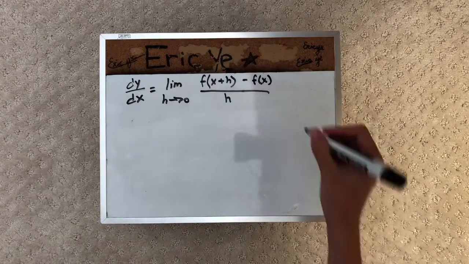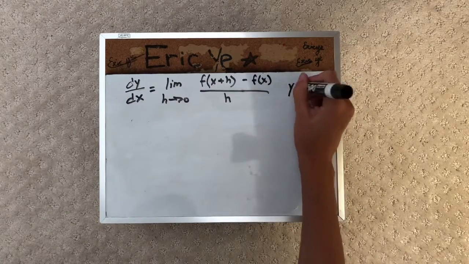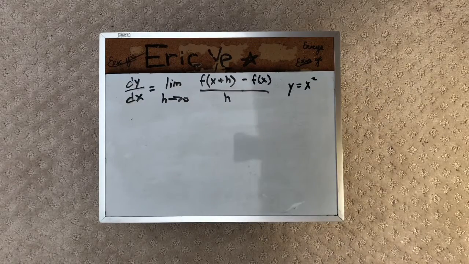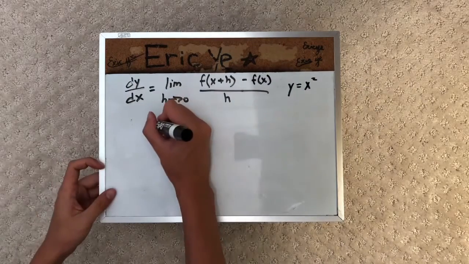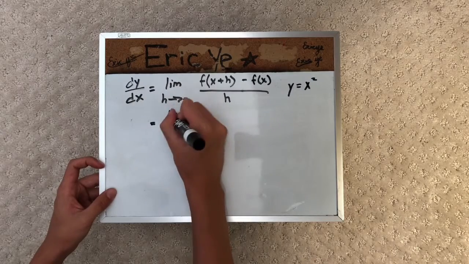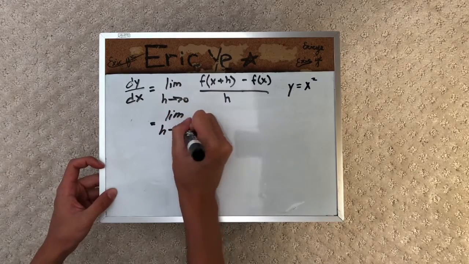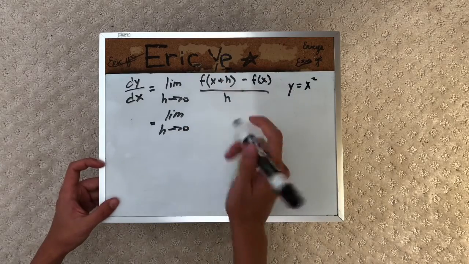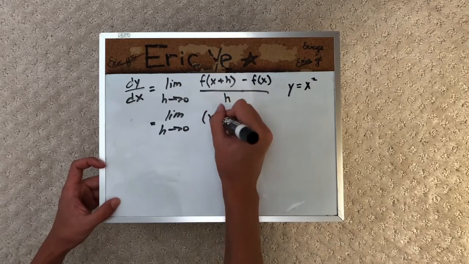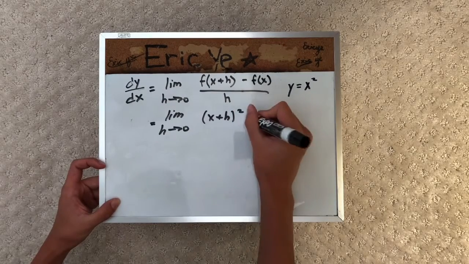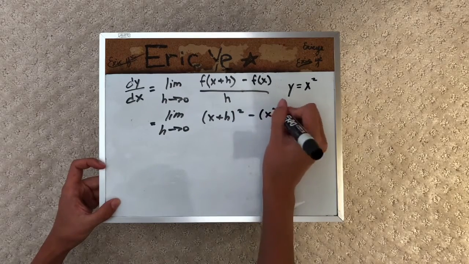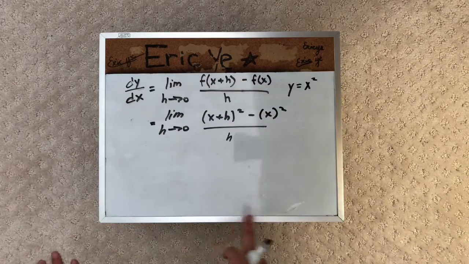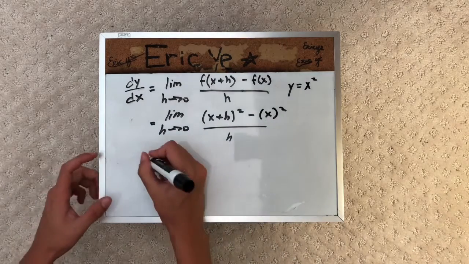Let's apply this to a simple quadratic equation, y equals x squared. Let's say we're trying to find the slope when x is equal to 5. So we would evaluate this equation, limit as h goes to 0. And since we know that y is equal to x squared, we could simply plug in the equation here. So it will be x plus h squared minus x squared over h. We know that x is equal to 5 since we're trying to evaluate it at 5.